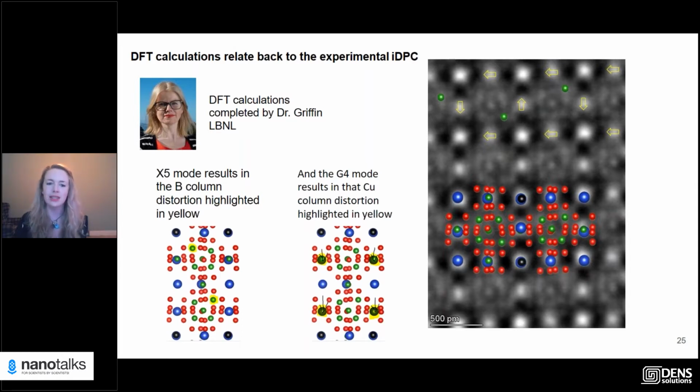So I went and luckily convinced Dr. Sinead Griffin at Lawrence Berkeley National Lab, within the Molecular Foundry, to do DFT calculations. Her experience is in improper ferroelectrics. From her calculations, we're now able to say, okay, if the atomic columns go a certain way, in this case it's the copper columns that are the main contributor to the polarization, then the polarization literally goes the opposite way.